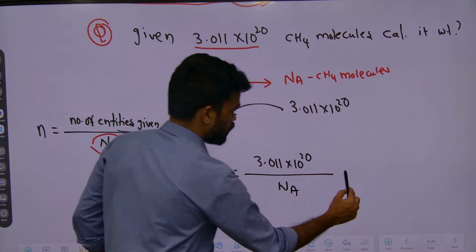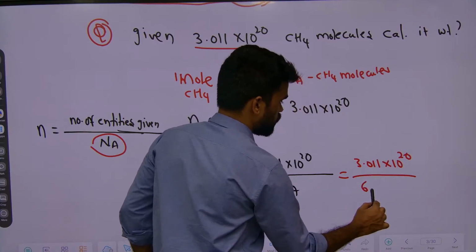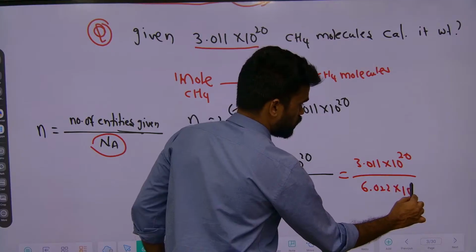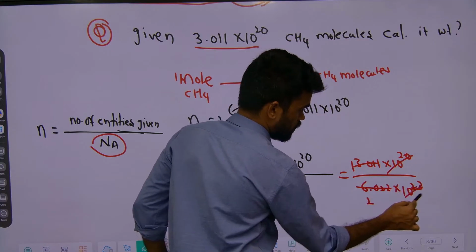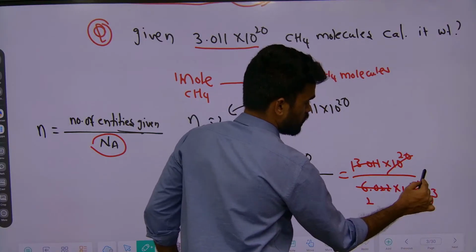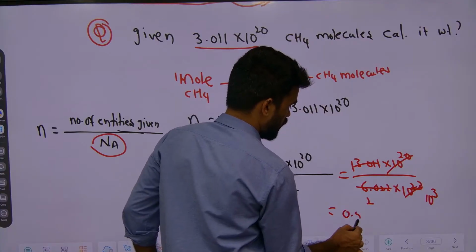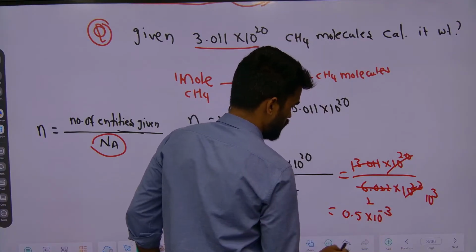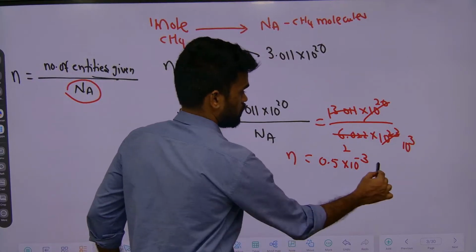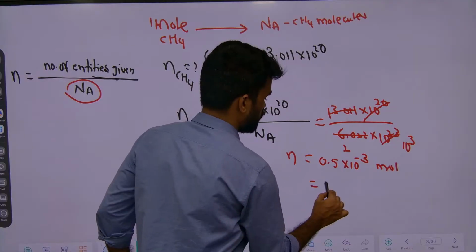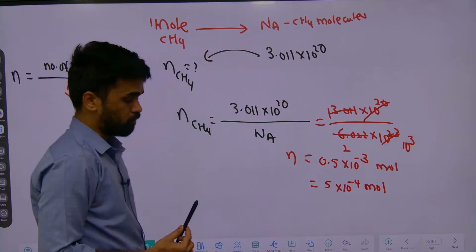So here, 3.011 into 10 power 20 by 6.022 into 10 power 23. So this is 1 by 2, and this one 10 power minus 3. It means 0.5 into 10 power minus 3 moles. Or you can simply write 5 into 10 power minus 4 mole. Okay, up to here it is fine.